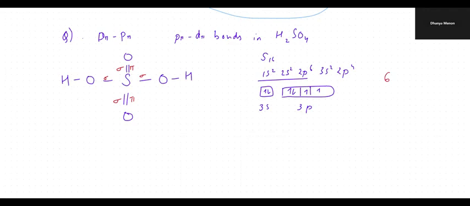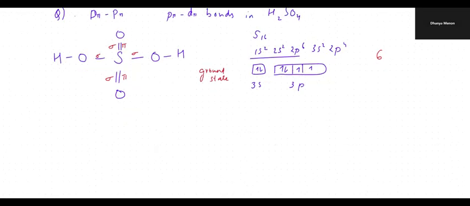So this is the ground state. So we need to make room for the unpaired electrons. Okay, so what comes into play? The 3d orbitals come into play.